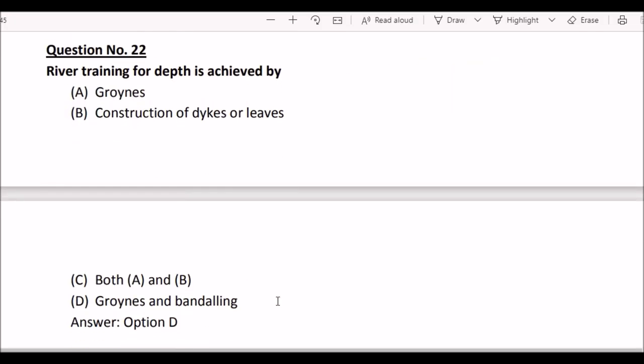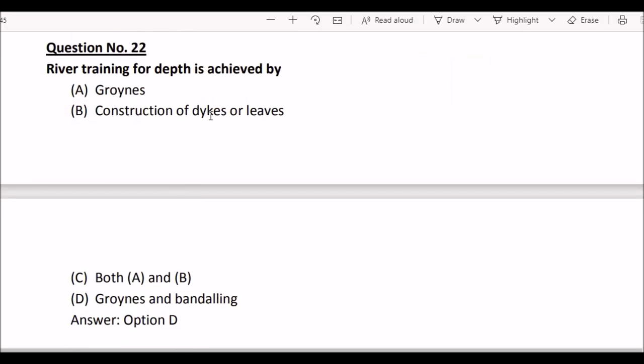Okay, next question. River training for depth is achieved by option A, groynes. Option B, construction of dikes or leaps. Option C, both A and B. Option D, groynes and bandalling. Right answer is option D, groynes and bandalling.